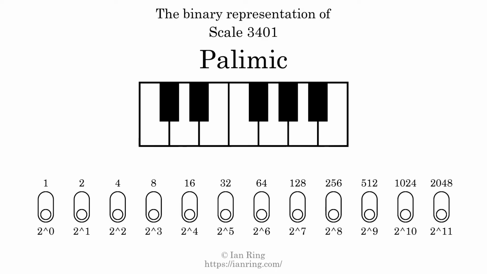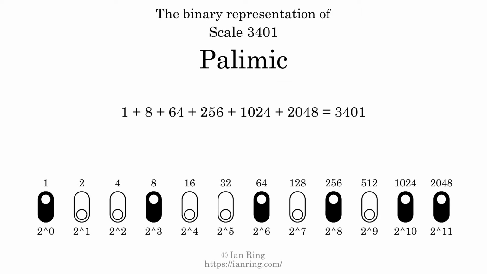The binary representation of this scale is determined by mapping tones of the scale to binary digits. Each binary digit represents a power of 2. To get the scale number, we add the powers of 2 together. The powers of 2 that are present in the scale, all added together, equals 3401. That is why the scale number, in decimal, is 3401.